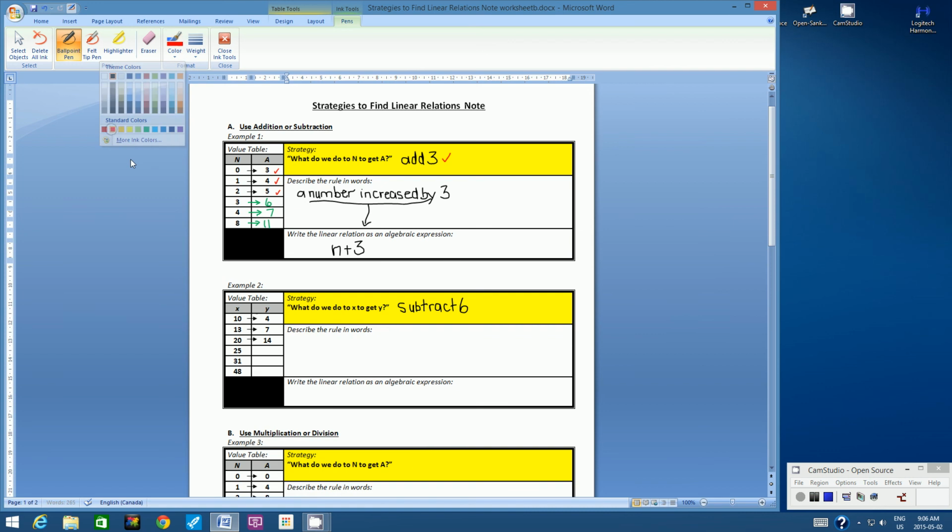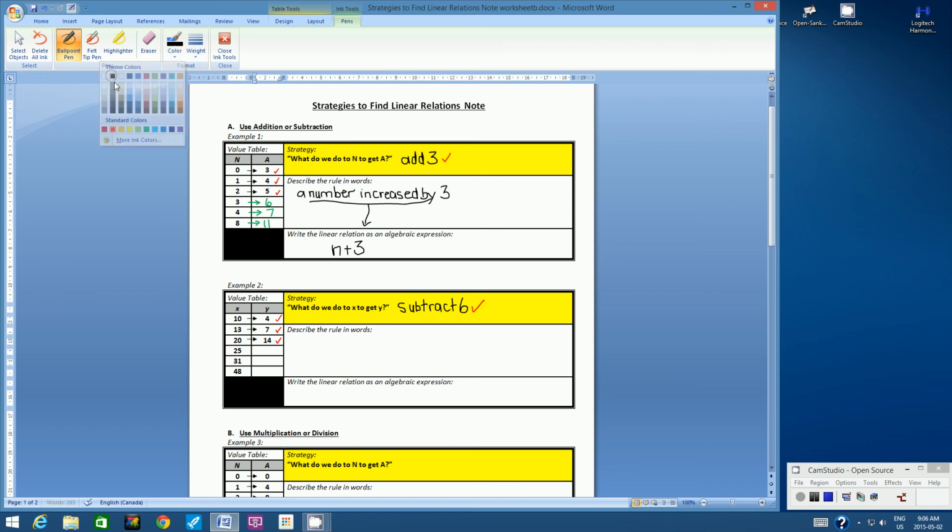Okay, so if you think that that's what your rule is, let's go in and check our values. All right, so if we have an x value and we subtract 6, 10 subtract 6, does it equal 4? Yes, it does. 13 subtract 6, does it equal 7? Yes, it does. 20 subtract 6, does it equal 14? Yes, it does. So now I know that this rule or this strategy works.